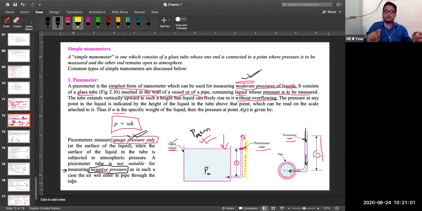One more point I would like to add here, we will not be able to measure the pressure of gases. If some gas is flowing in this pipe, for liquid it is fine. Suppose if some gas is flowing inside this pipe, then what will happen? Gas will escape out to the atmosphere from this vent or from this tube. Okay, so for gases, this piezometer cannot be used to measure the pressure. Okay, so is that clear to all of you?